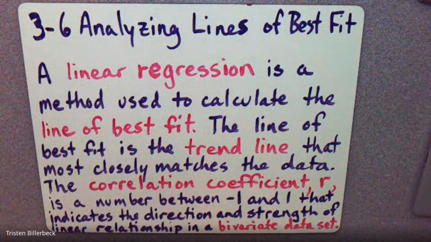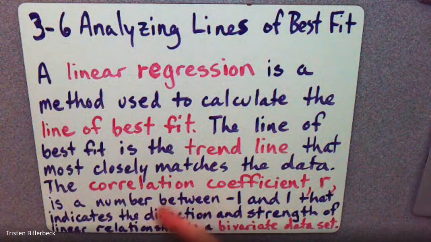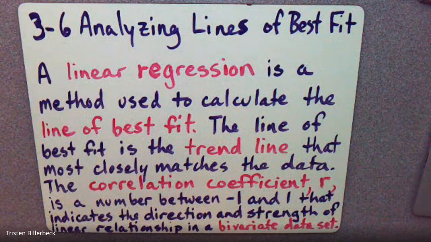So linear regression is a method used to calculate the line of best fit. The line of best fit is the trend line that most closely matches the data. So how is the data trending? What are the trends out there? So who's buying what? That's the trend of the data.